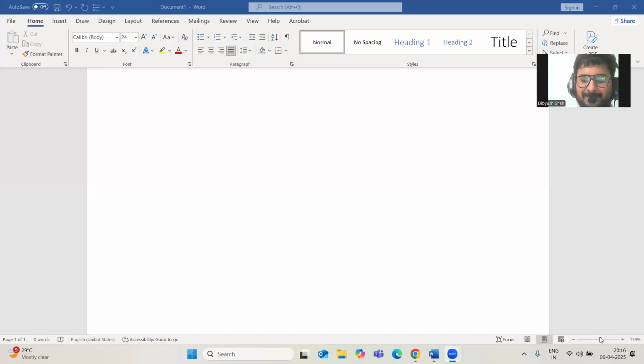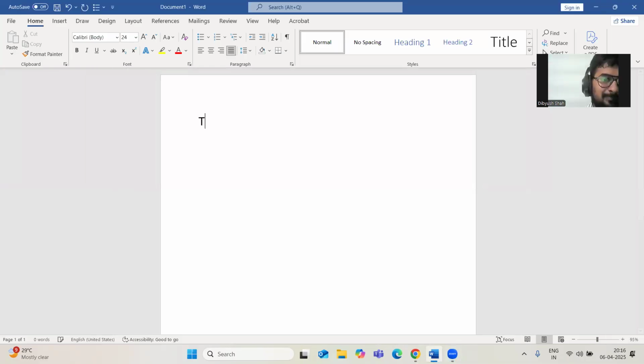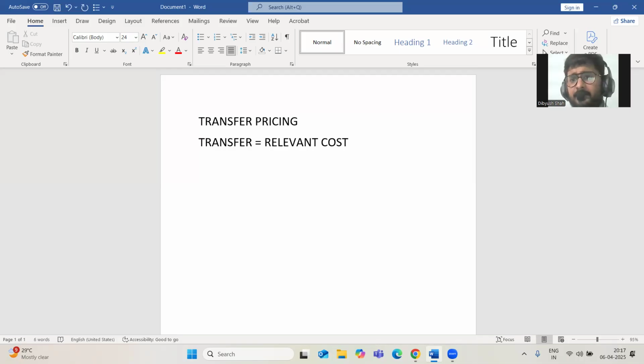The rule is very simple and says that transfer pricing means transfer between one division and another division of the same company. So both are part of the same company and the transfer is happening. The rule always says that transfer should happen always, no exception to this rule, at relevant cost.